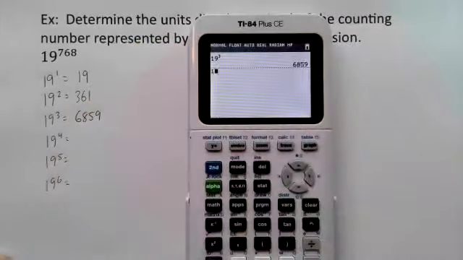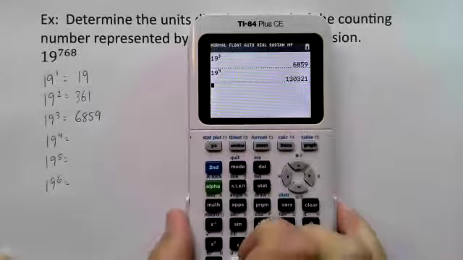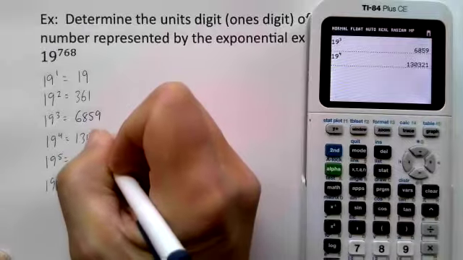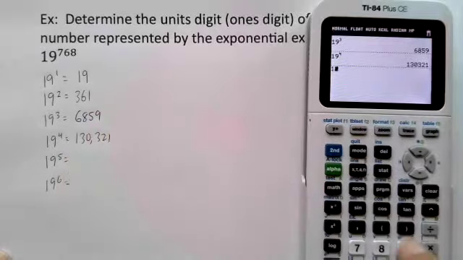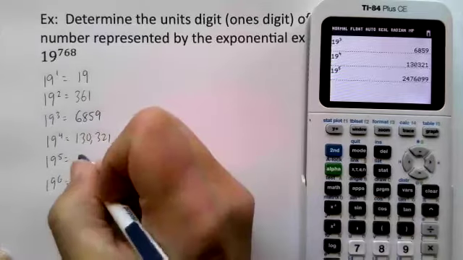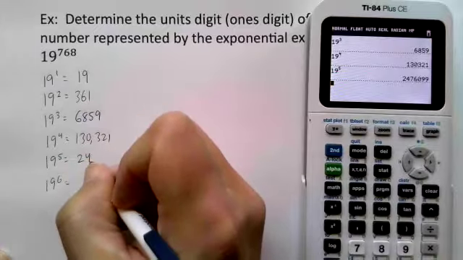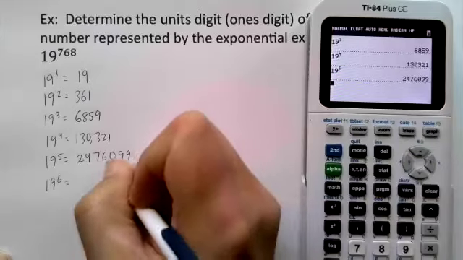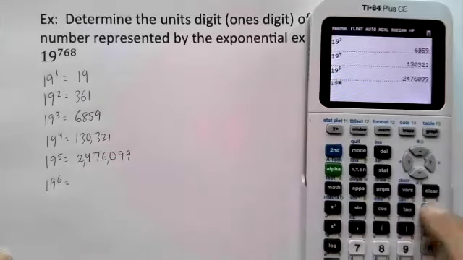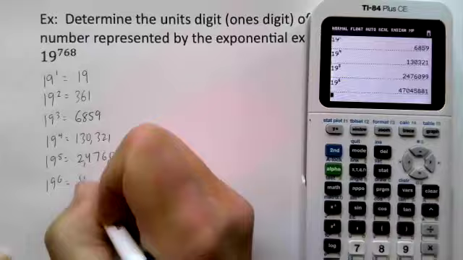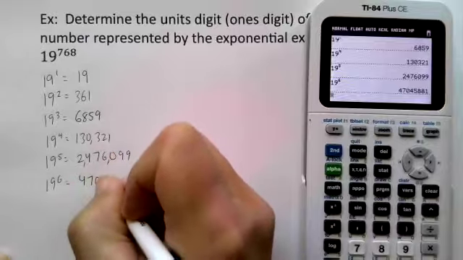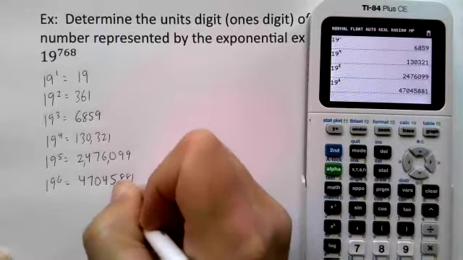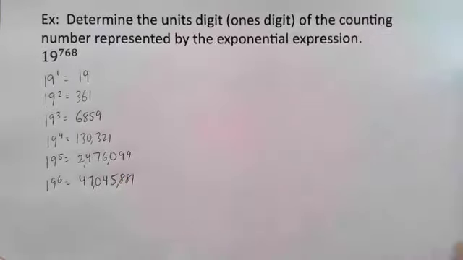Let me just go ahead and write down some of the next ones. 130,321. 2,476,099. 47,045,881. And let me just pause for a second.